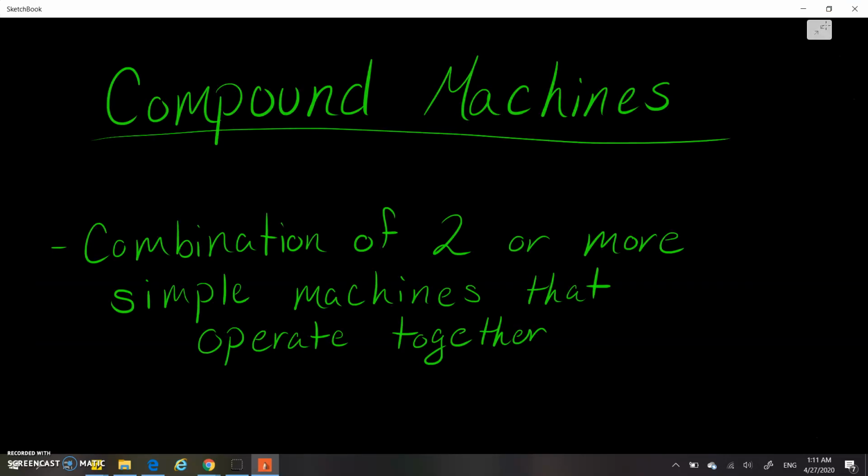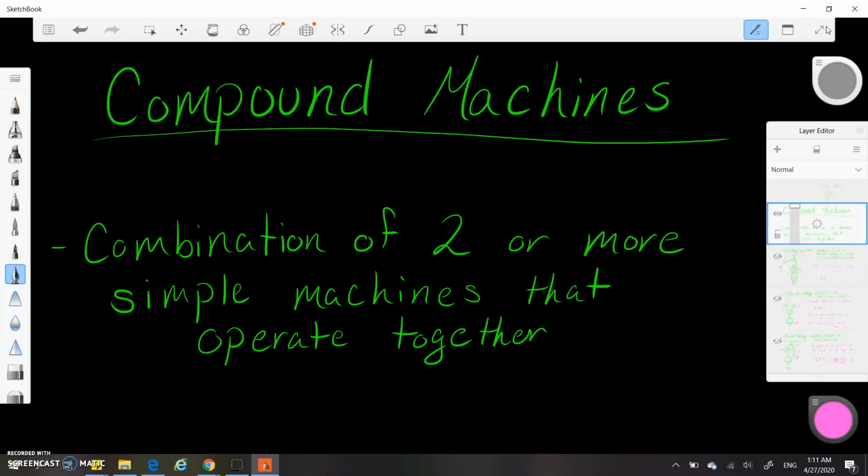Compound machines are basically when you take a combination of 2 or more simple machines that are operating together. So basically I can take a lever and I can take a wedge, or I can take a pulley and I could take a screw. Just taking any of those in combination is what makes a compound machine.